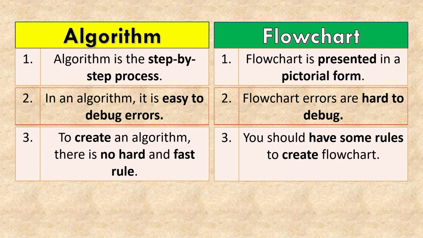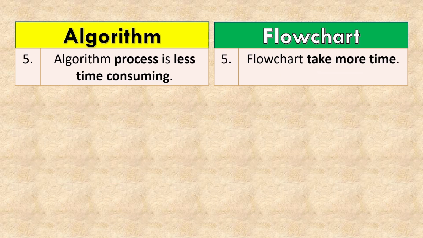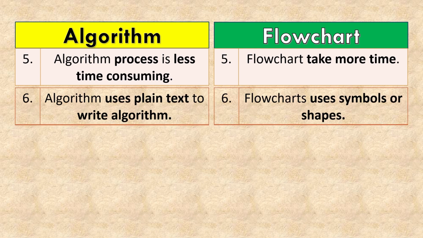To create an algorithm, there is no hard and fast rule. You should have some rules to create a flowchart. Algorithms are hard to build. Flowcharts are easy to create. Algorithm process is less time-consuming. Flowchart takes more time. Algorithm uses plain text to write.